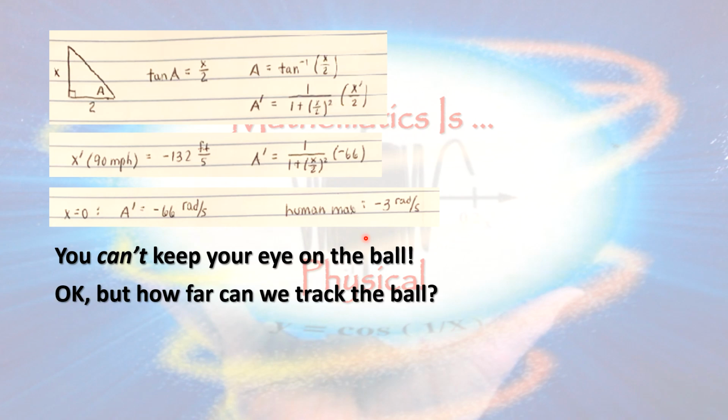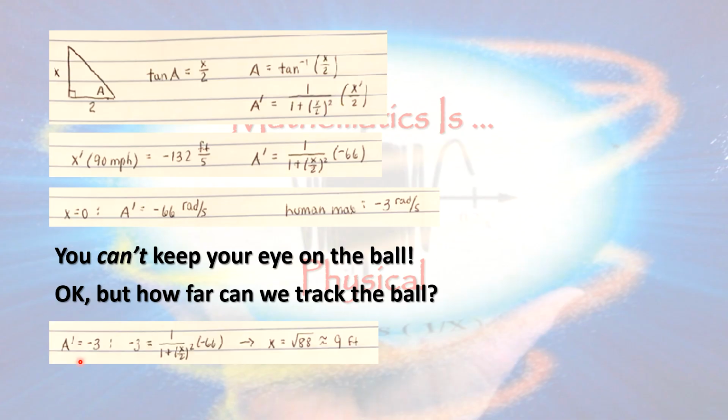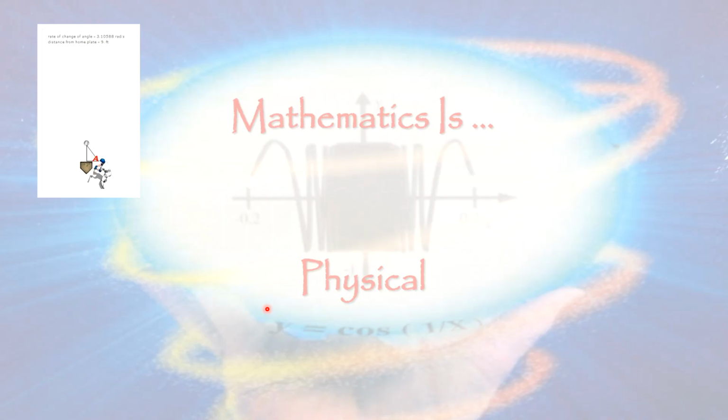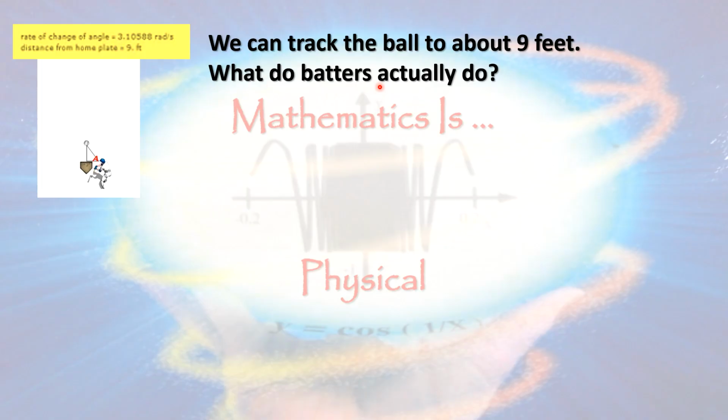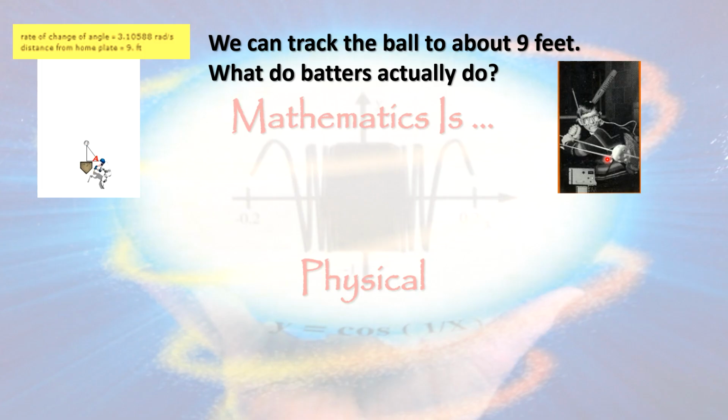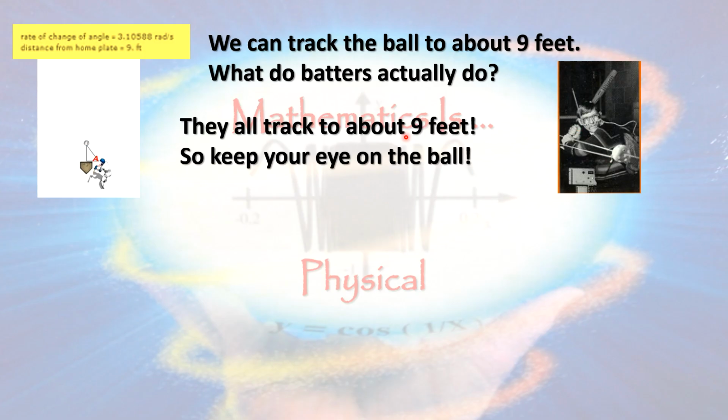Well, you can set A prime equals negative 3 and solve for x, or just use the graphic from the app we wrote for Calculus Lab to find out that humans are going to lose the ball when it is about 9 feet away. So what do batters actually do? Watson Bahill put eye-tracking headgear on several professional batters to find out. They all track the ball to about that 9-foot mark, so actually keep your eye on the ball is really good advice. From there, one of 2 strategies was used.